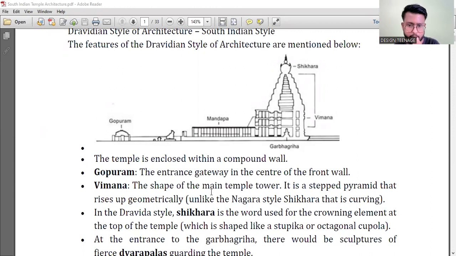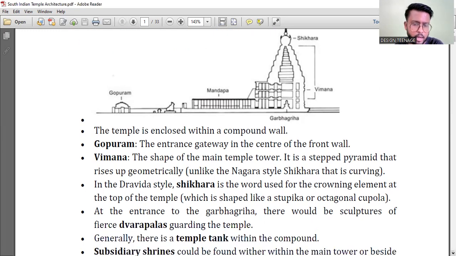In Dravidian style, Shikara is the word used for the crowning element at the top of the temple, which is shaped like a stupika or an octagonal cupola. At the entrance of the Garbhagriha, there would be sculptures of fierce Dvarpalas guarding the temple. You will see people with swords or a javelin kind of thing, guarding the temples. I don't know the pure term for that javelin thing. Those kinds of things will be there, guarding the temple statues.